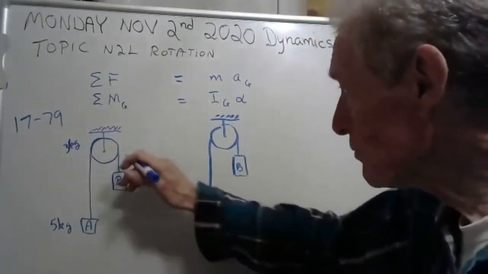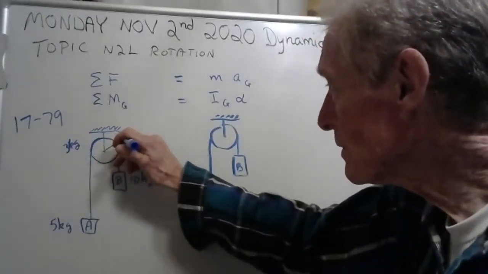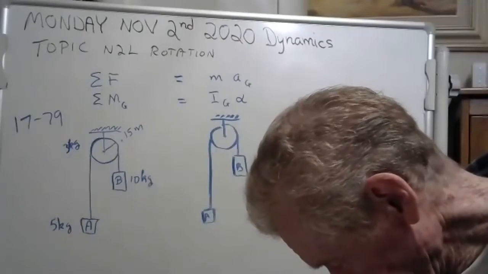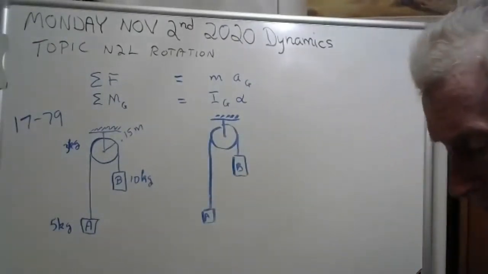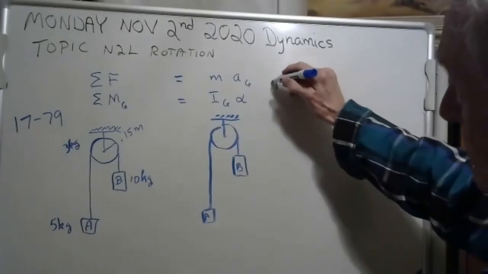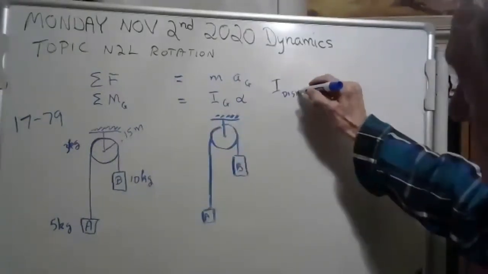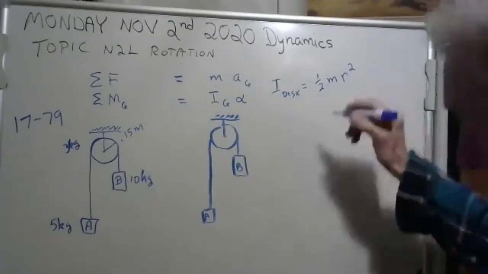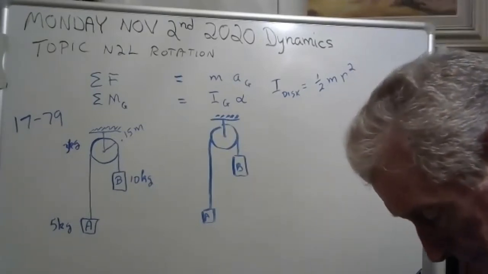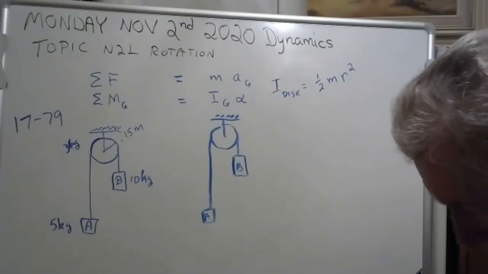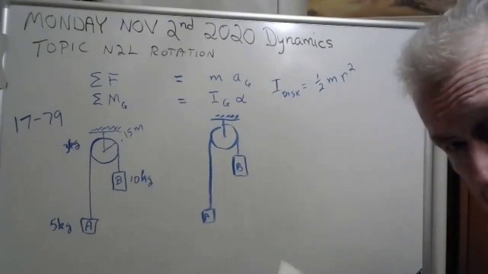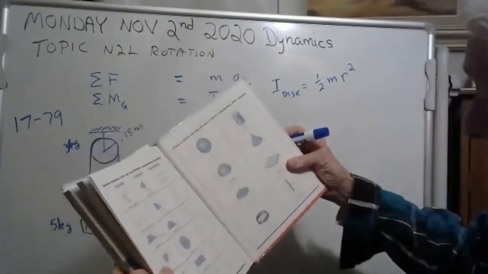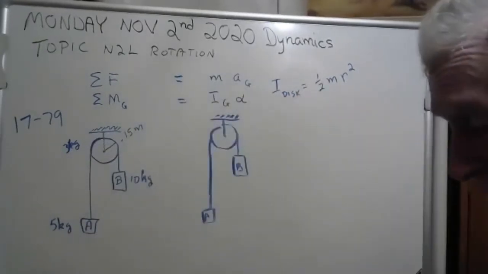And it has a radius of 0.15 meters. Okay. They said it can be treated as a disc. Well, the moment of inertia for a disc goes like this. Now, you'll find that in the back flap of your book. The back flap of my book has a disc, and it says 1/2 mr squared. That formula is in the back flap of your book.